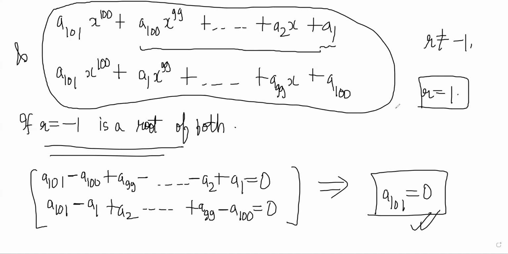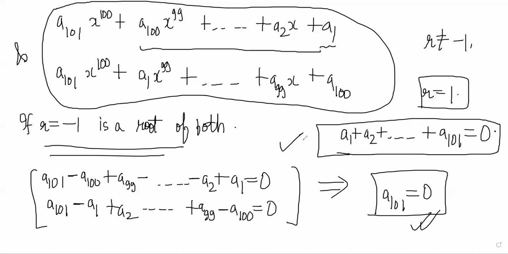But there must be at least one polynomial with 1 as a root. So if there is at least one polynomial with 1 as a root, you get a1 plus a2 till a101 is equal to 0. So this 0 becomes our answer.